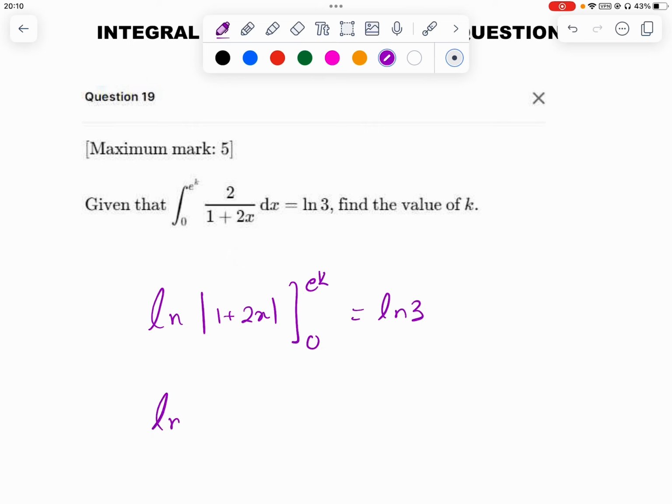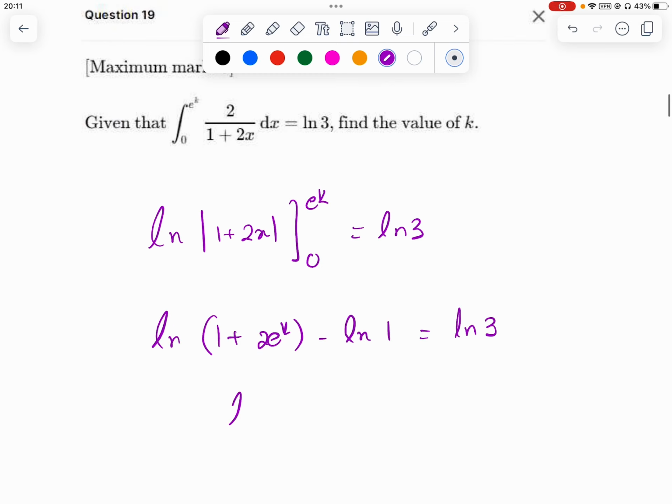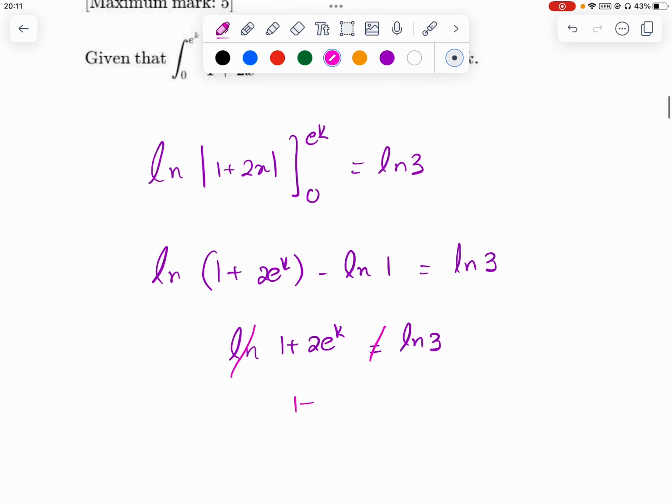So apply substitute: 1 plus 2 e power k minus ln 1 equals ln 3. Ln 1 is 0, so ln 1 plus 2 e power k equals ln 3. So what will happen? Ln and ln get cancelled. 1 plus 2 e power k equals 3.